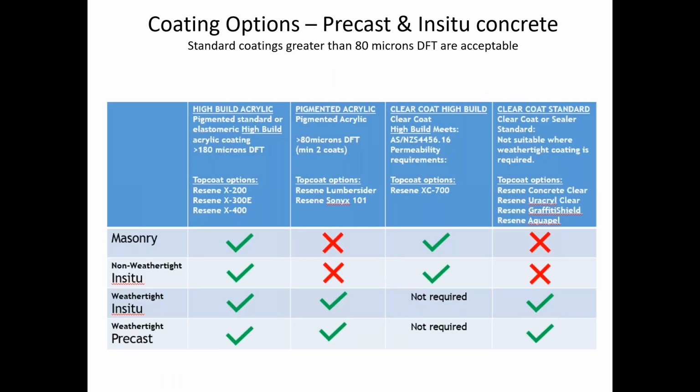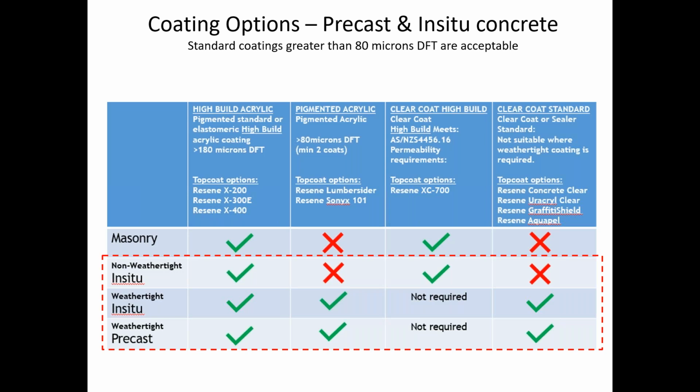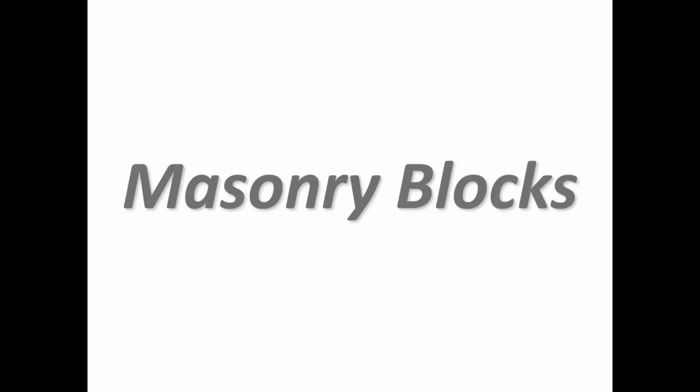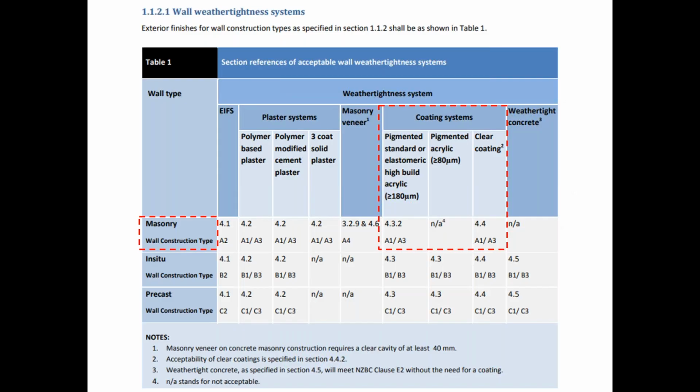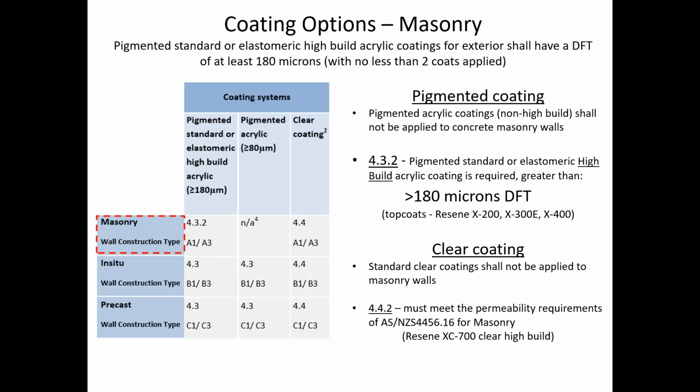So again, another really simple coating guide that we've put together showing the Resene systems for in situ and precast concrete. Now this shows most of the standard acrylic. This shows clearly that it's not to apply standard acrylic coatings to masonry as well, as you see with the big red X's there. We'll flip through, now we're into masonry blocks. Just showing a few examples there of blocks, and straight into the coatings guide again.